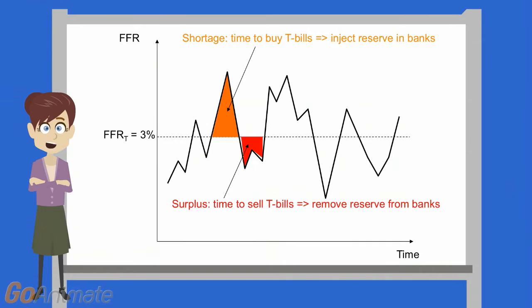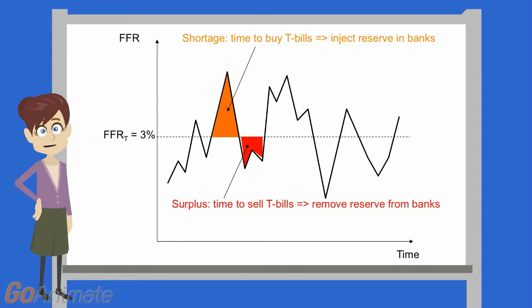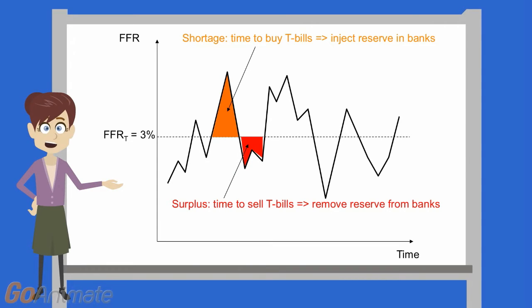This graph shows the fluctuations of the federal funds rate around its target rate. If the federal funds rate is too high, the government will buy T-bills, thus injecting reserves. This is noted by the orange section. As you can see, an injection of reserves lowers the federal funds rate. Likewise, if the federal funds rate is too low, the government will sell T-bills, thus removing reserves from banks. This is shown in the red section. As a result, a removal of reserves will increase the federal funds rate.